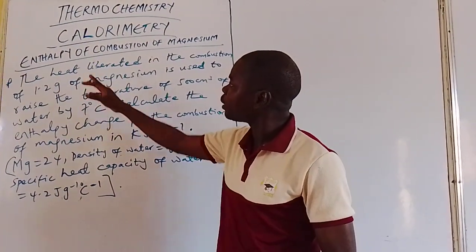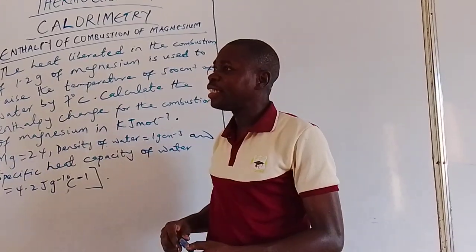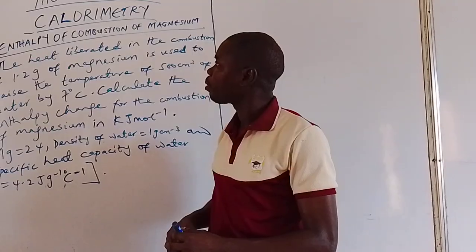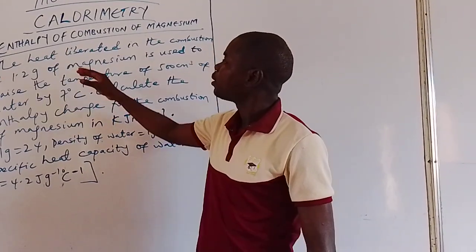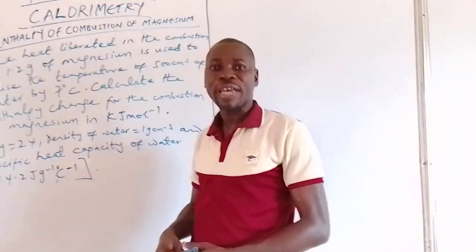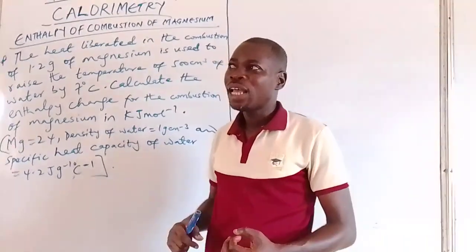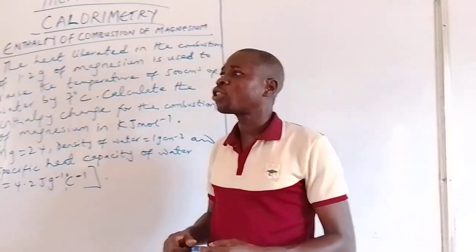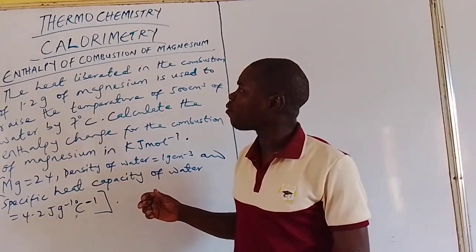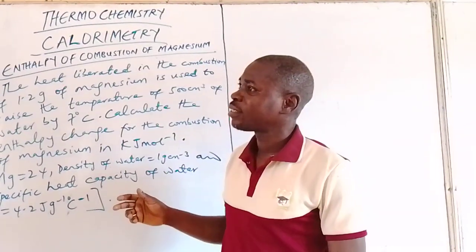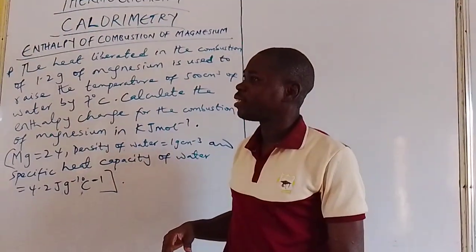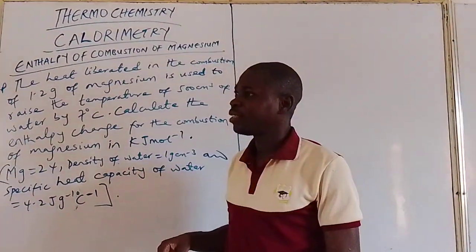Now, what is enthalpy? Enthalpy is the heat content of a chemical system. That is enthalpy. So when we now say enthalpy of combustion, let's give the definition of enthalpy of combustion. Enthalpy of combustion is the amount of heat evolved when 1 mole of a substance burns completely in oxygen to liberate energy.